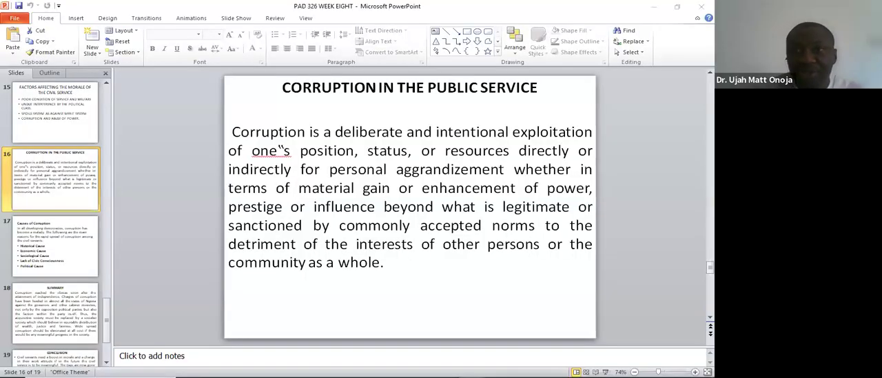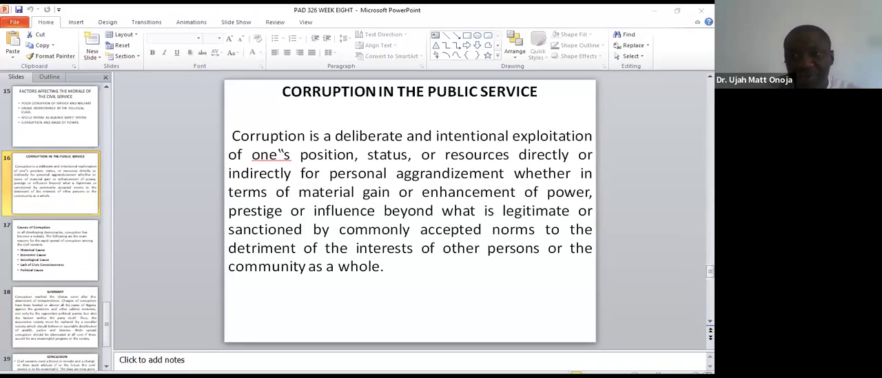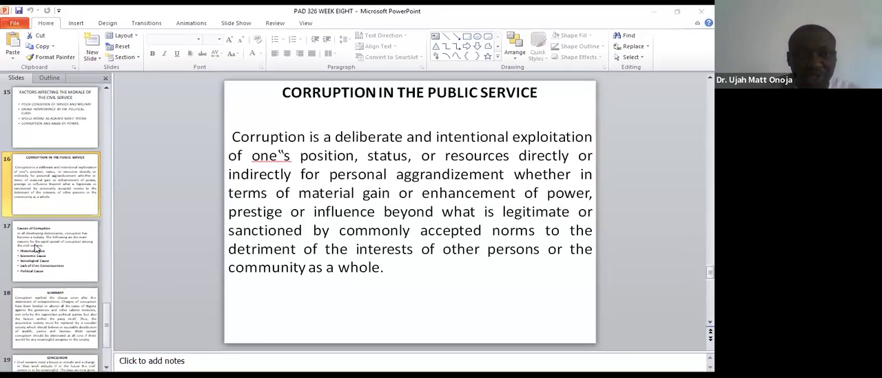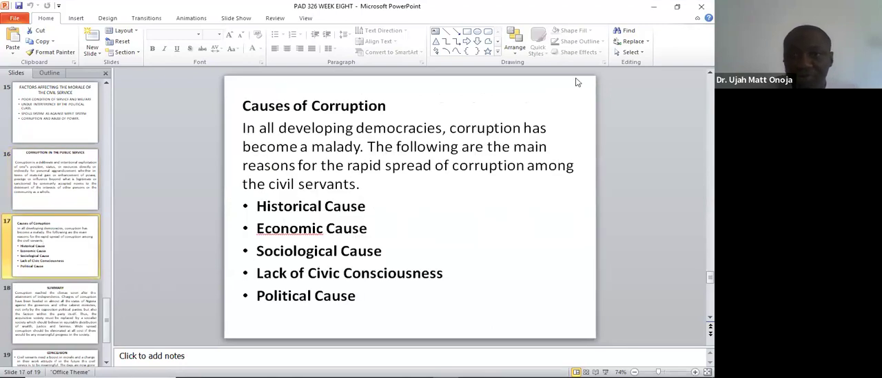So our discussion on corruption: when the system is a corrupt one, it is one where people will not be adequately involved or will not have the feeling of attachment, and such a system would not yield the desired result. Causes of corruption. There are so many causes that have been attributed to why we run a corrupt system.